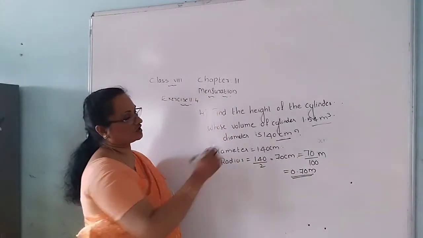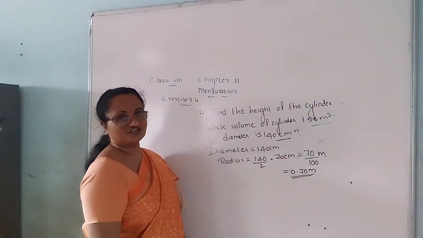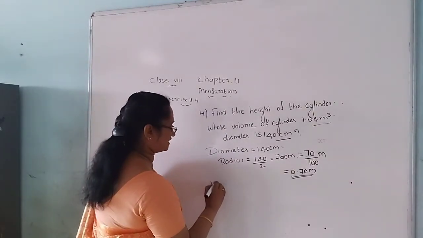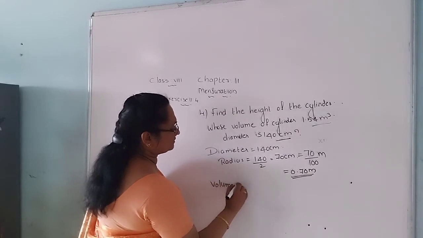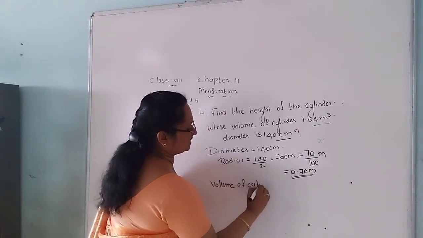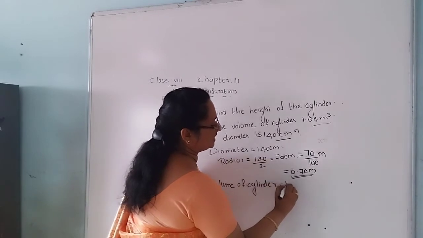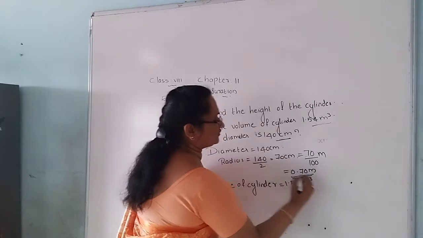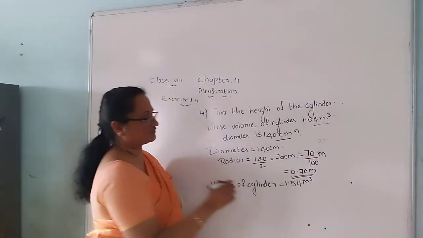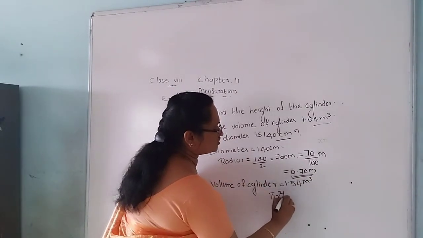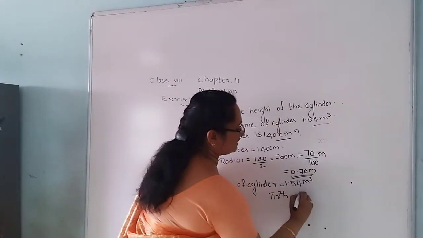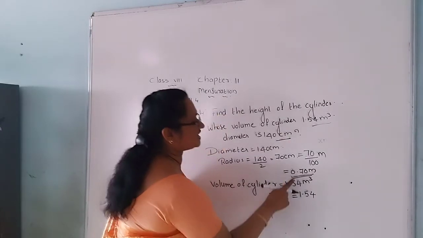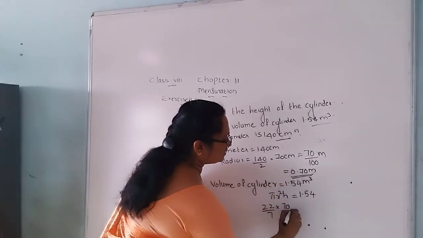Radius becomes this, or fractional wise, right. Fractional wise writing is easy for calculation. Next, find out the volume. What is the formula for the volume of a cylinder? Pi r square h is the formula. That is given as 1.54. Pi placed as 22 by 7 for easy calculation. R value we can write as 70 by 100.